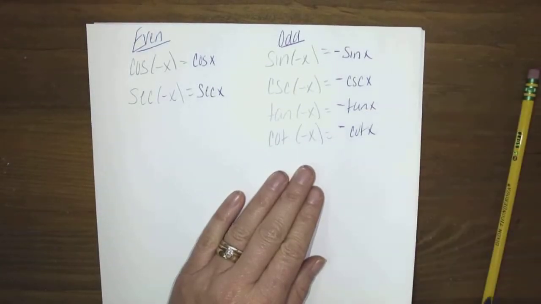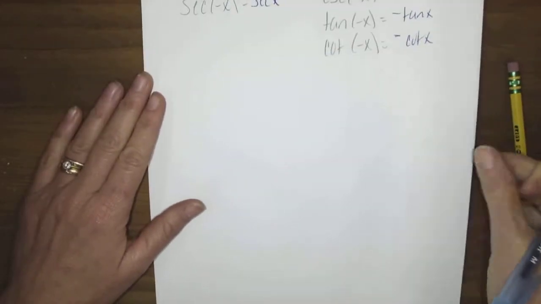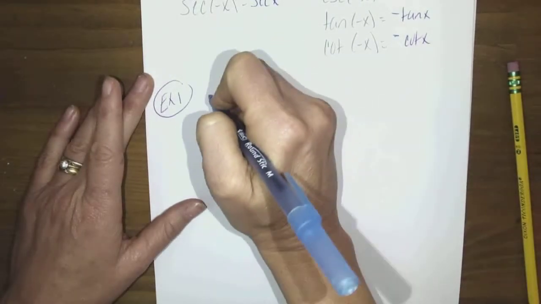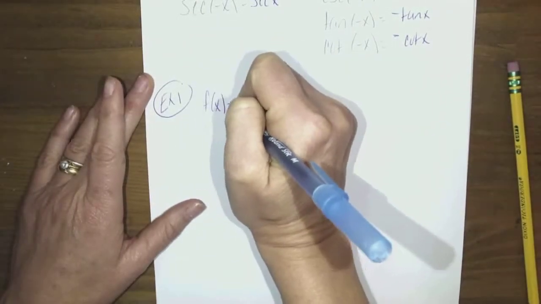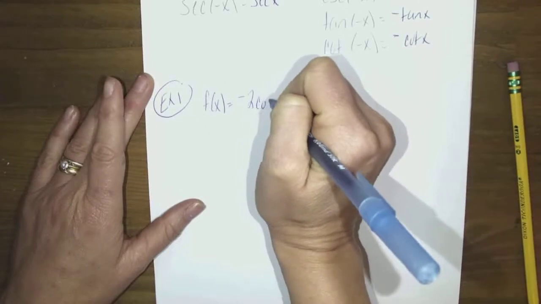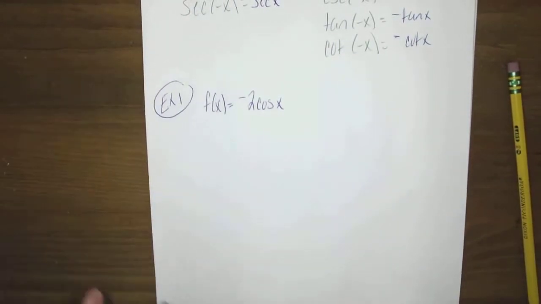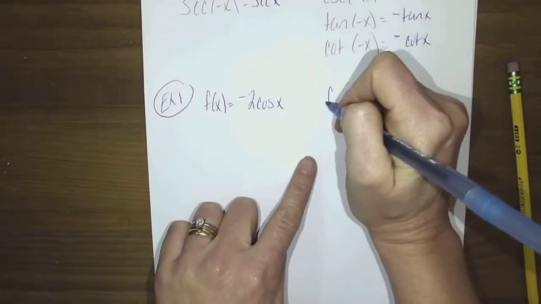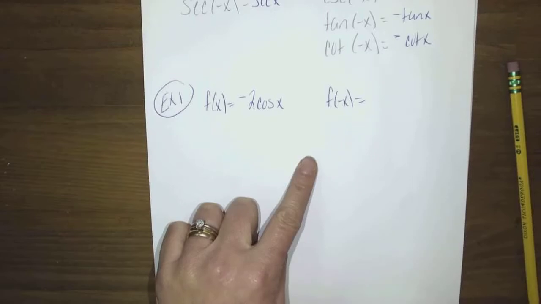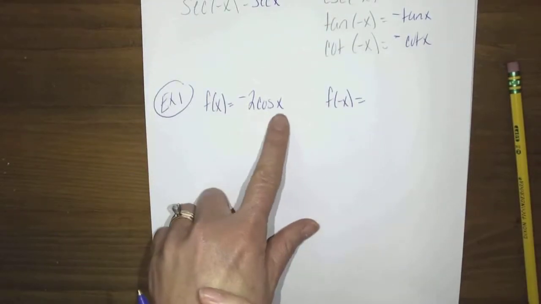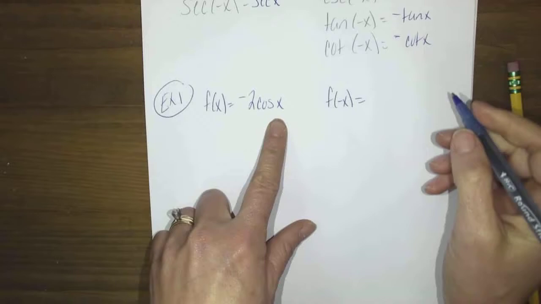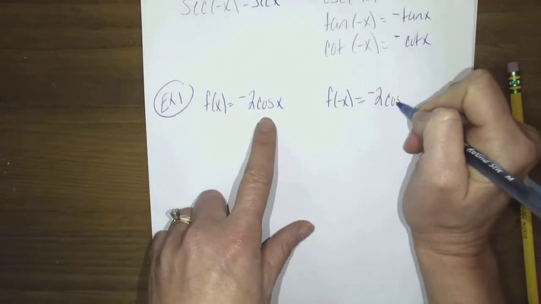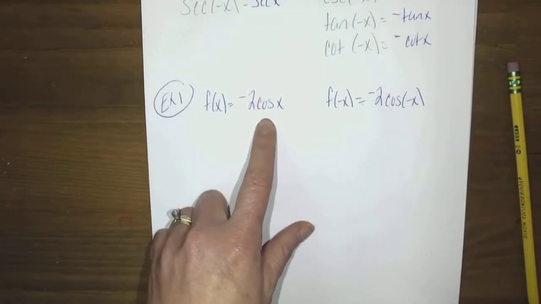So let's look at some other functions that have trig in them. We're going to look at our first example, example 1. We're going to do f of x equals negative 2 cosine x. To be able to find out if this particular one is even or odd, we need to compare this right here to f of negative x, which means I replace all the x's in the original function with negative x. So f of negative x equals negative 2 cosine negative x, and then simplify.